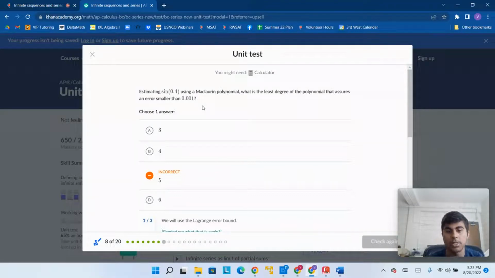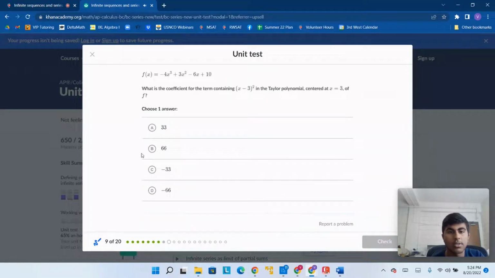So if we're hitting 5 as something that is small enough, that means that 5 minus 1, the 4, is going to be what you put in for n plus 1. So our answer is going to be 4, actually. And we can keep going to the next question.